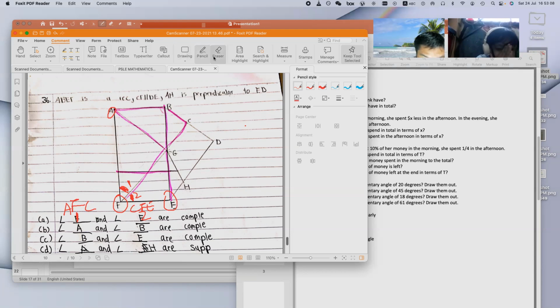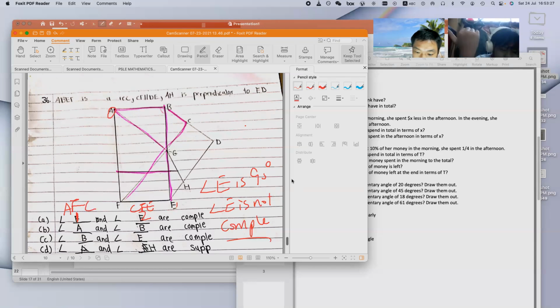Angle E is 90 degrees, but they are not complementary, okay? Angle E is 90 degrees, so angle E is not complementary. Do you know what complementary means? The meaning of complementary: exactly 90 degrees? Wrong. It adds up to 90. Correct. What's the difference?